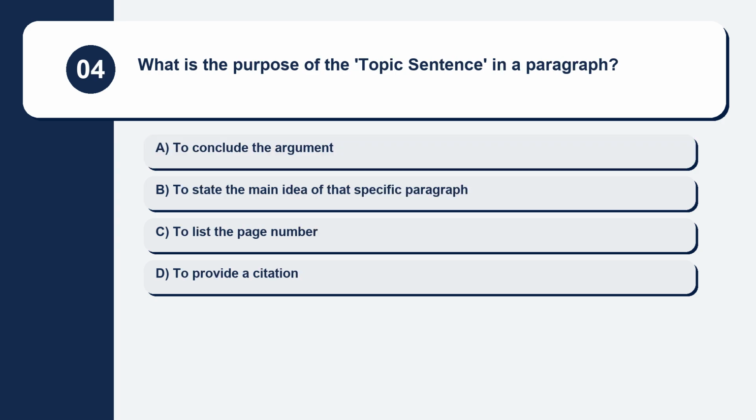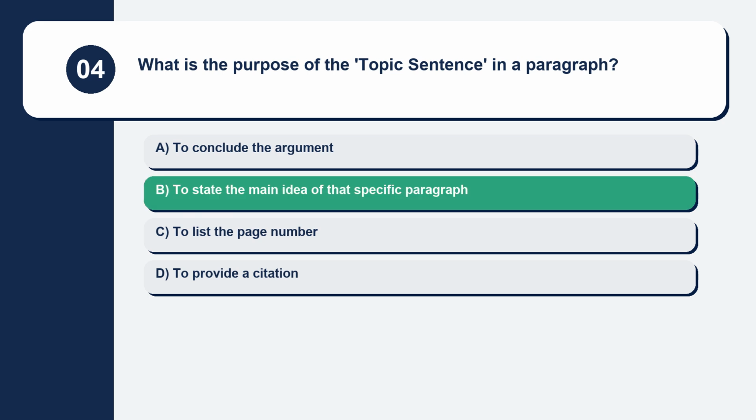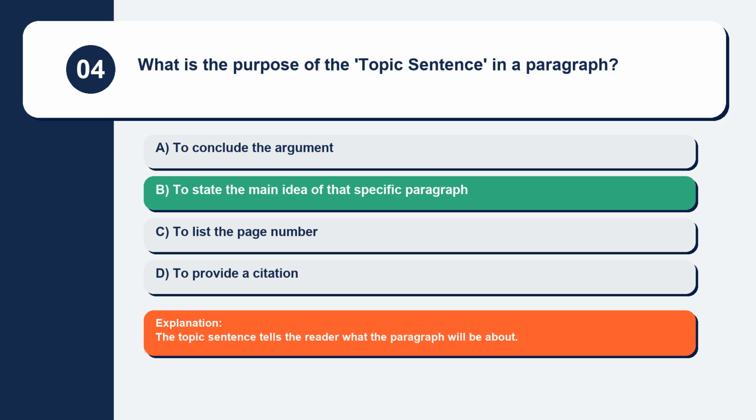Question 4. What is the purpose of the topic sentence in a paragraph? To conclude the argument. To state the main idea of that specific paragraph. To list the page number. To provide a citation. The topic sentence tells the reader what the paragraph will be about.